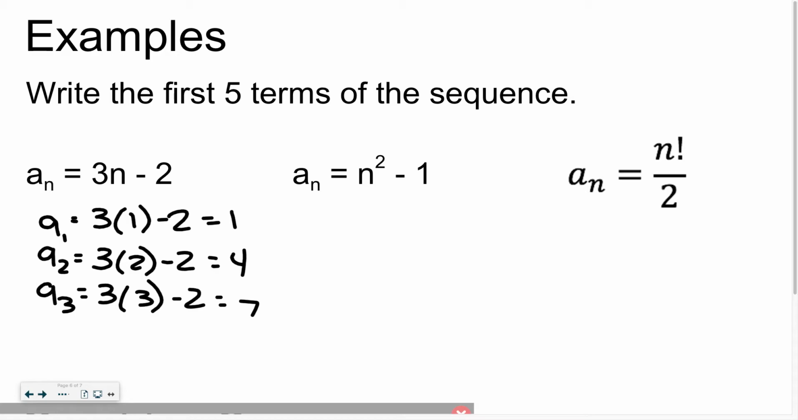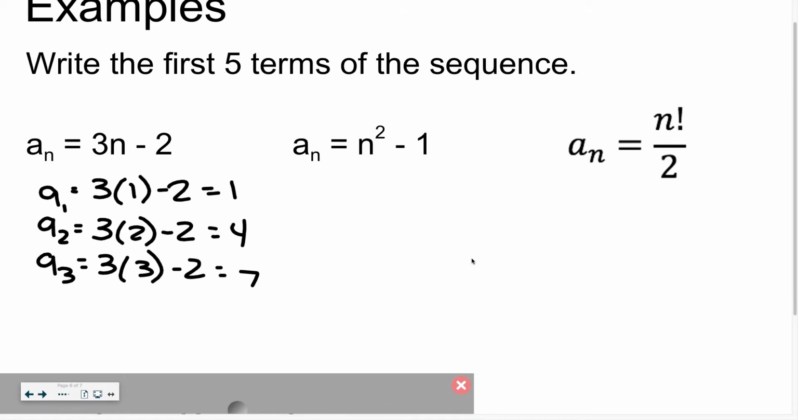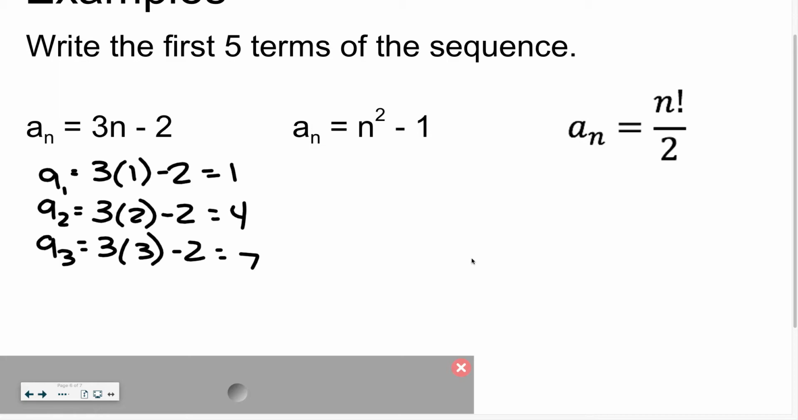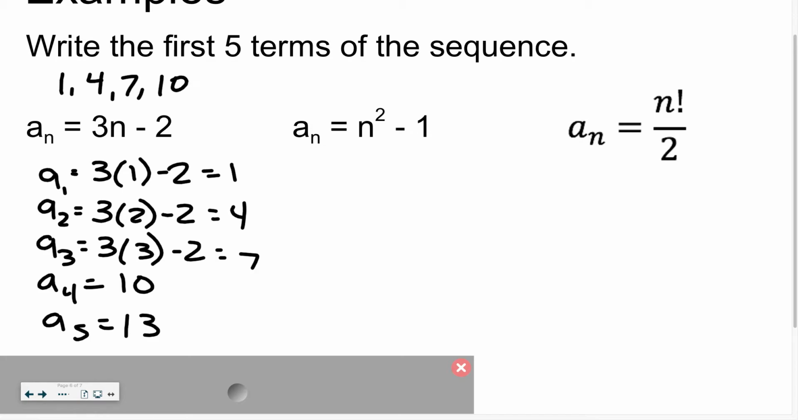So at some point you might recognize what the pattern is as you're plugging in. And so we know that the 4th term is going to be 10 and the 5th term is going to be 13. Okay, if we wanted to double check it, plug 5 in here. That would be 15 minus 2, which is 13. It works. Doesn't that make sense that these 5 terms are going up by 3 each time?